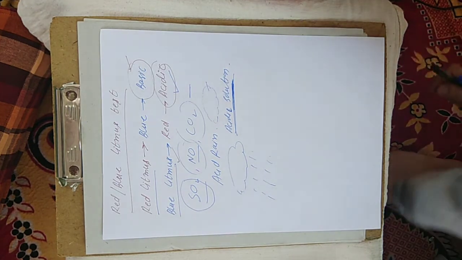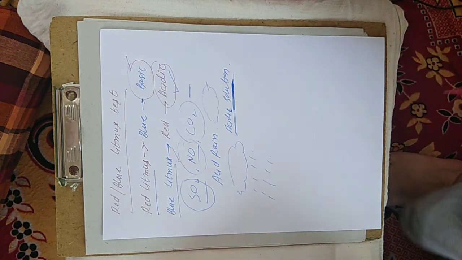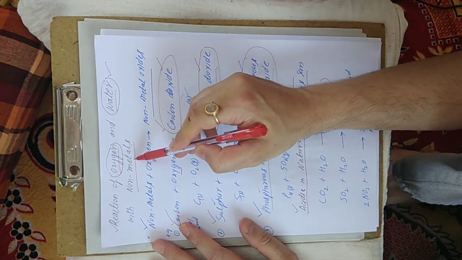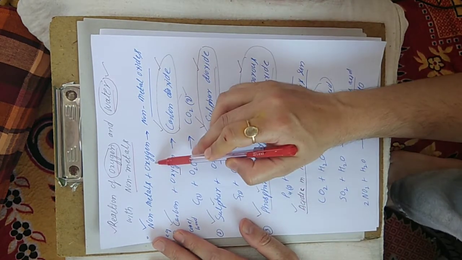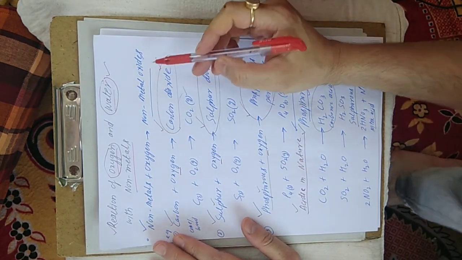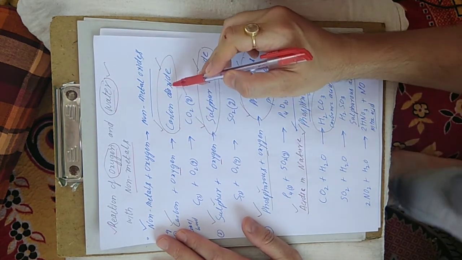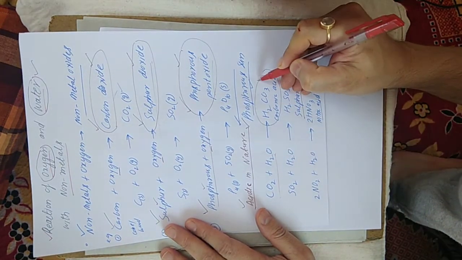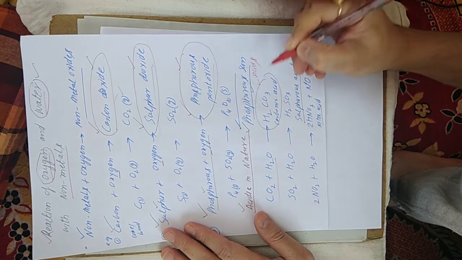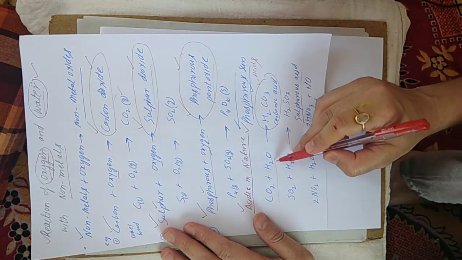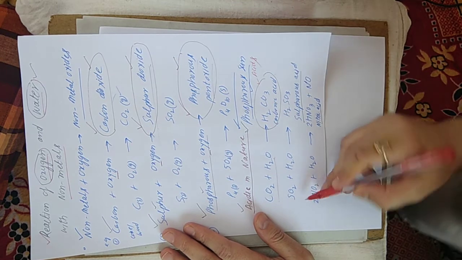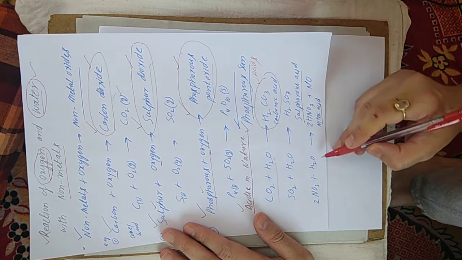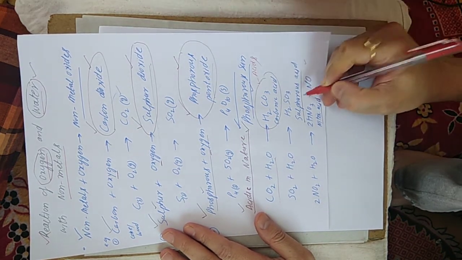So dear students, we saw the reaction of oxygen with non-metals. We saw when non-metals react with oxygen, they form non-metal oxides. And then we also saw how these non-metal oxides are acidic in nature and how, when they react with water, they form acids. Like carbon dioxide with water forms carbonic acid, sulfur oxide with water forms sulfuric acid, and nitrogen dioxide with water forms nitric acid. So we saw how they form acids.